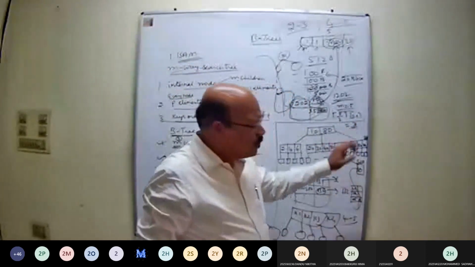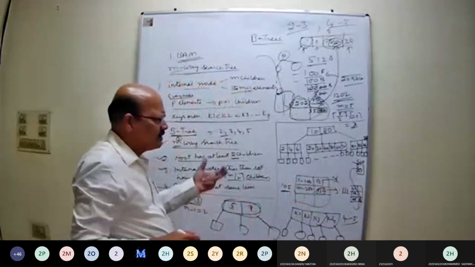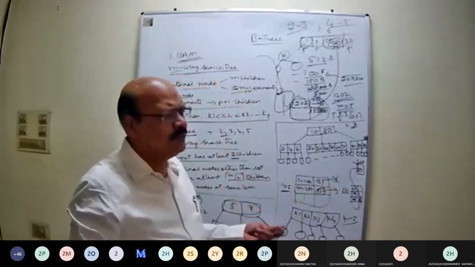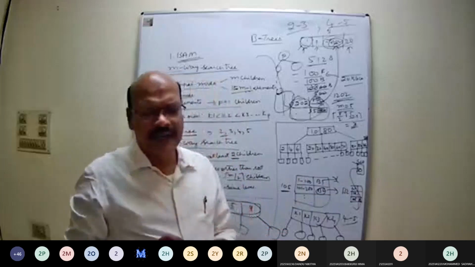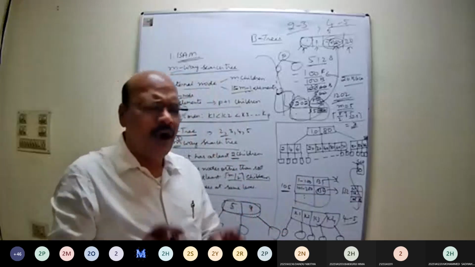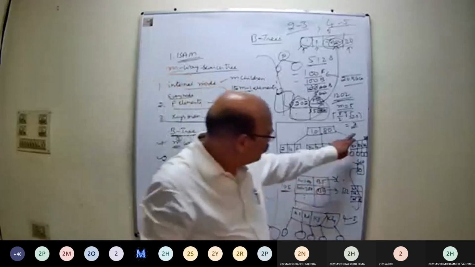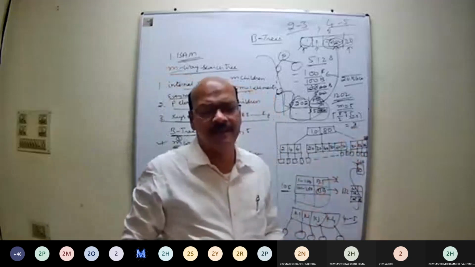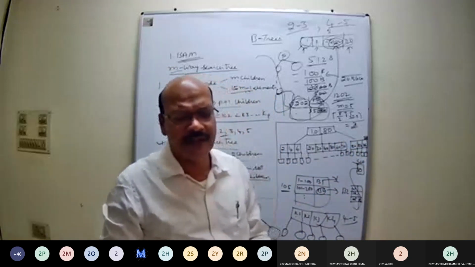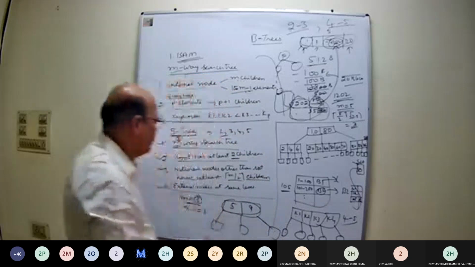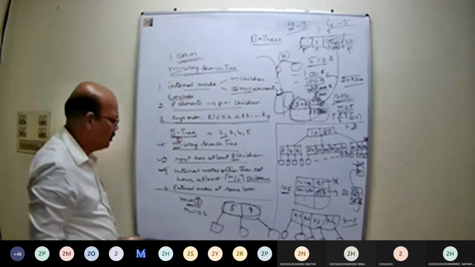So in a 5-way search tree, if you want to call it a B tree, all the internal nodes should have a minimum of 3 children. Then only you can call it a B tree. This is the third rule.